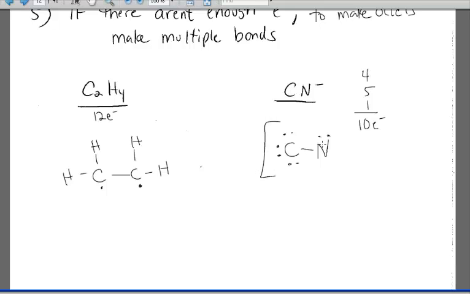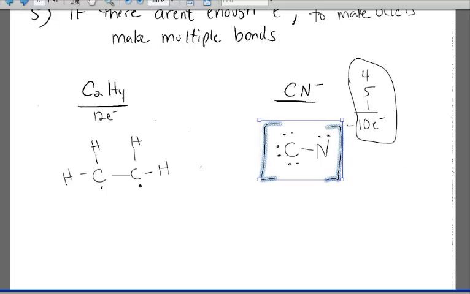And one thing to note, when you're doing negatively or positively charged Lewis structures, you have to use a bracket and put a minus sign. Put the charge outside of it. All right, so neither one of these 2 examples has octets. The octet rule is not satisfied.